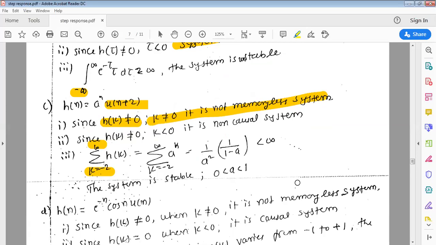Therefore, the system is stable only when 0 is less than a, less than 1. Why do we put this condition? Let us say a is equal to 2. If a is equal to 2, 2 power 0 plus 2 power 1 plus 2 power 2 plus 2 power 3 will become infinity when k becomes infinity. Therefore, this summation will converge only when a is strictly less than 1 and strictly more than 0. So only in certain circumstances, that is between 0 and 1, this summation will converge and the system will become stable. These are the limitations you have to put when you write the answer.